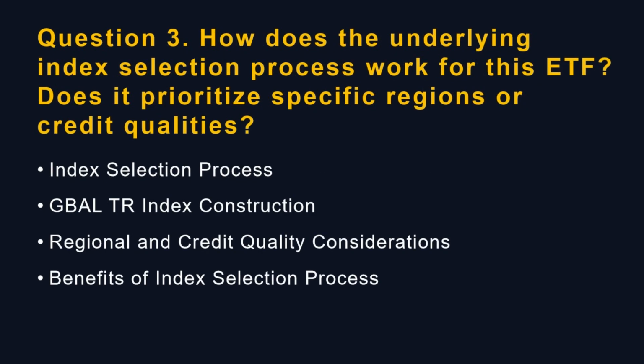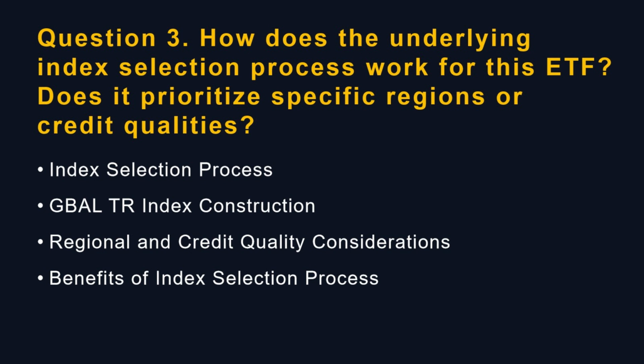Question 3. How does the underlying index selection process work for this ETF? Does it prioritize specific regions or credit qualities? The iShares Core Global Aggregate Bond UCITS ETF tracks a specific bond market index, typically the Bloomberg Barclays Global Aggregate Total Return Index, BAL-TR. This index selection process prioritizes diversification across various bond issuers, geographies, and credit qualities, but with a bias towards investment-grade bonds.